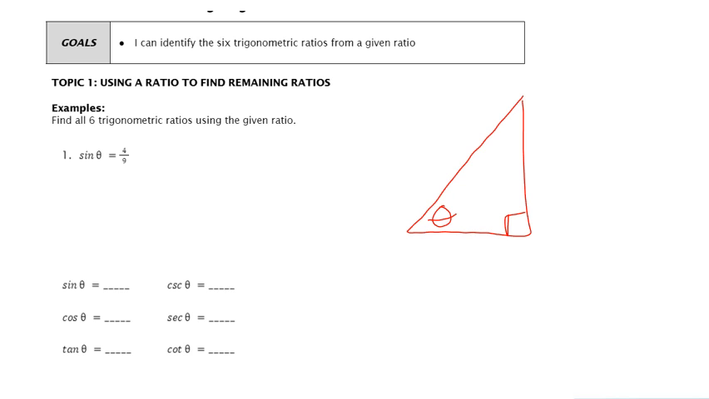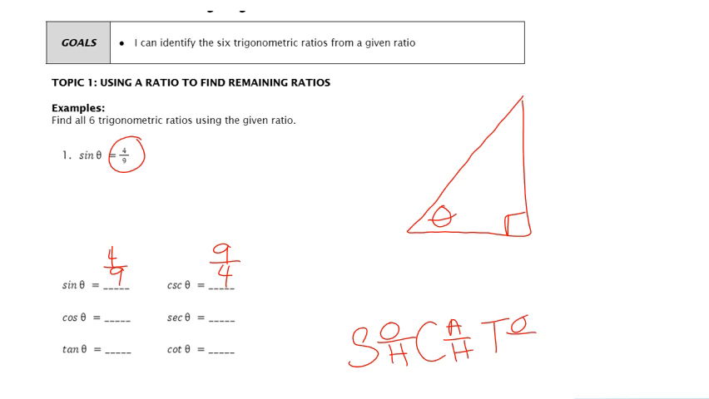And they give us one of our ratios already. They tell us sine is 4/9. So I'm going to write 4/9. Right away, I know cosecant then would be 9/4. And then we want to think about SOHCAHTOA. Well, what sine is a ratio of which two sides? It's a ratio of the opposite and the hypotenuse.